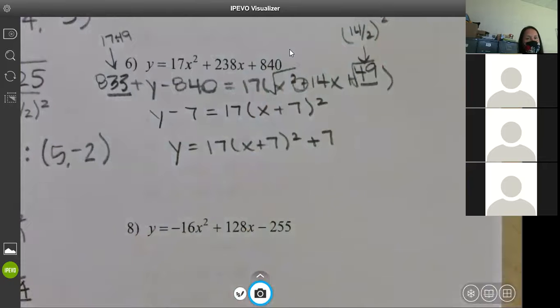How did this one change? How did it transform? It stretches. Left 7, up 7. That's it. Guys, that's from the beginning of the year. If you can remember that, they do ask a lot of transformations on the final exam. So be ready for that, okay?